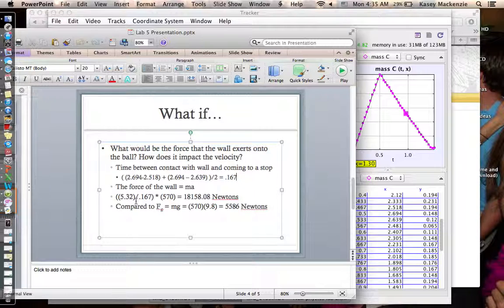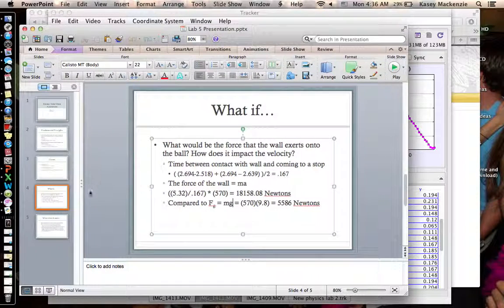This you could then use to calculate the force of the wall, which is equal to the ball's mass times the acceleration. Acceleration was calculated by doing the velocity divided by the time between the contact with the wall and the ball, which equaled 18,158.08 newtons. This is a lot bigger number, especially when you compare it to the force of gravity, which is just the ball's mass times the gravity constant, which is 5,586 newtons. To find net force, you also calculate in the normal force, which would be negative 5,586 newtons.